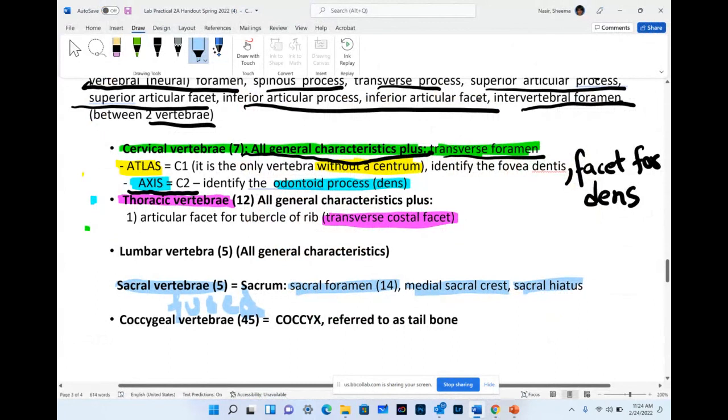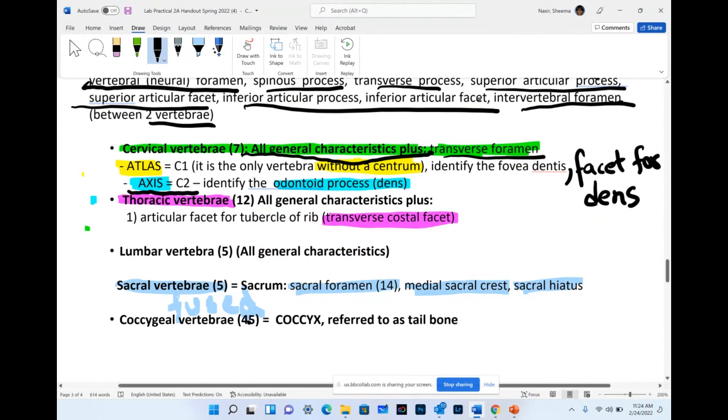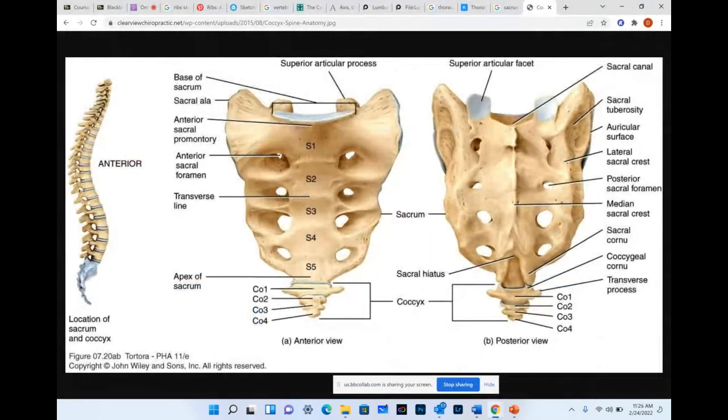We covered that. Coccyx, there should be a dash between the two, not 45, it's 4 to 5. Okay, so let me put a dash in between the two. Okay, 4 to 5. Now, going back here, do you see right here? This, follow my cursor. C1, C2, C3, C4, 4 coccyx or 5 coccyx fused together and make your coccyx bone, which is also called the tailbone.